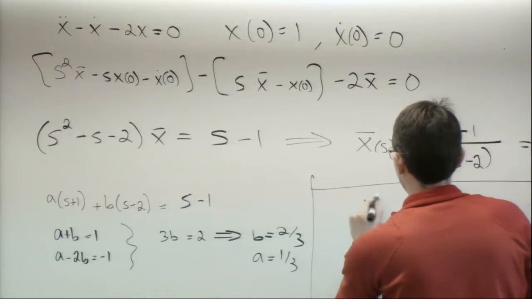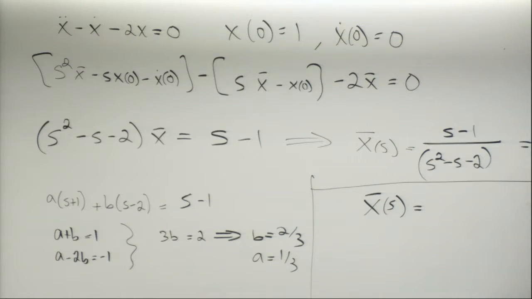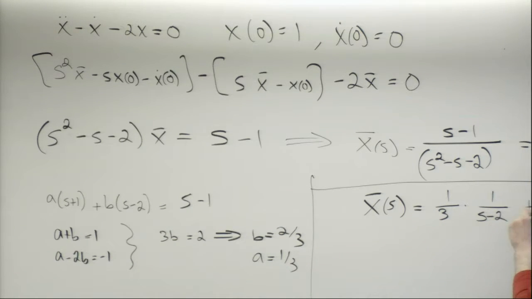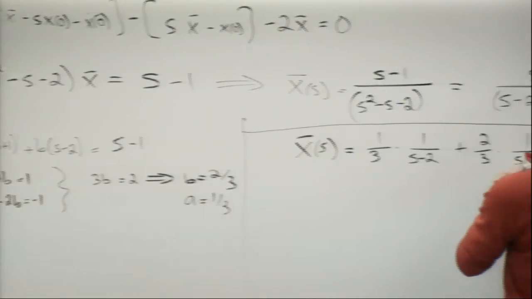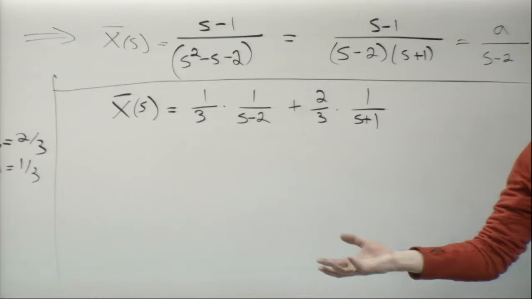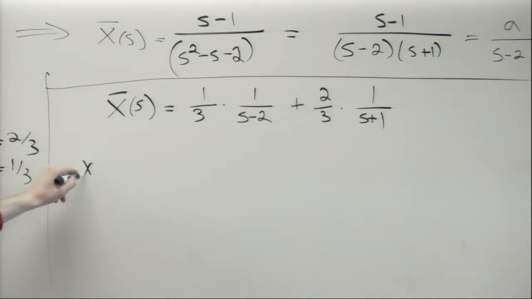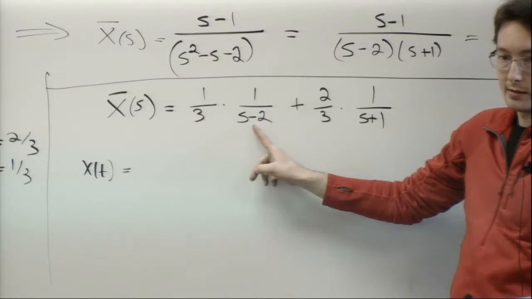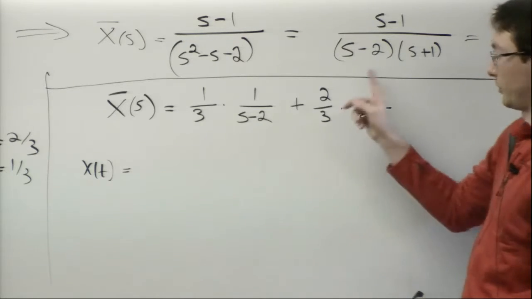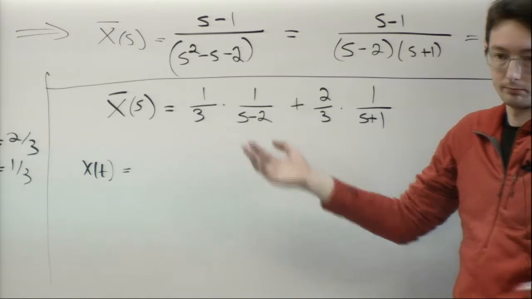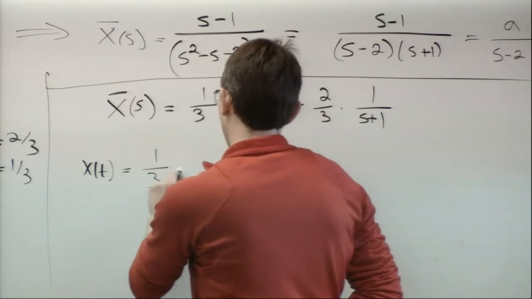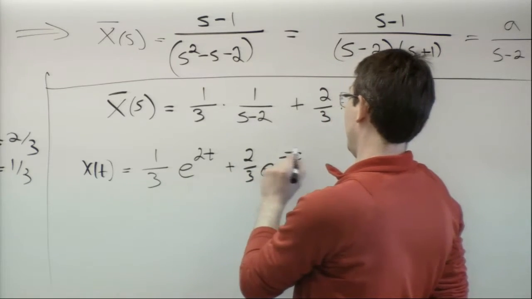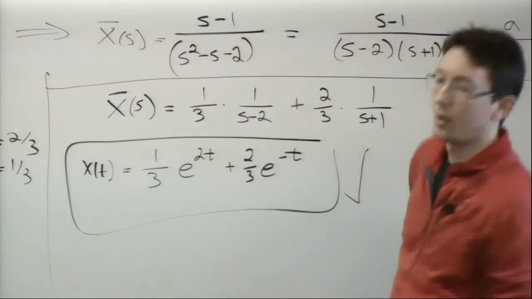Okay, so my solution x bar of s is equal to 1/3 times (1 over s minus 2) plus 2/3 times (1 over s plus 1). And now finally I'm going to inverse Laplace transform this whole thing, and I get x of t equals 1/3 times the inverse Laplace transform of this plus 2/3 times the inverse Laplace transform of this. Numbers just pop out. So this is 1/3 e to the 2t plus 2/3 e to the minus t. So it's actually not that complicated.